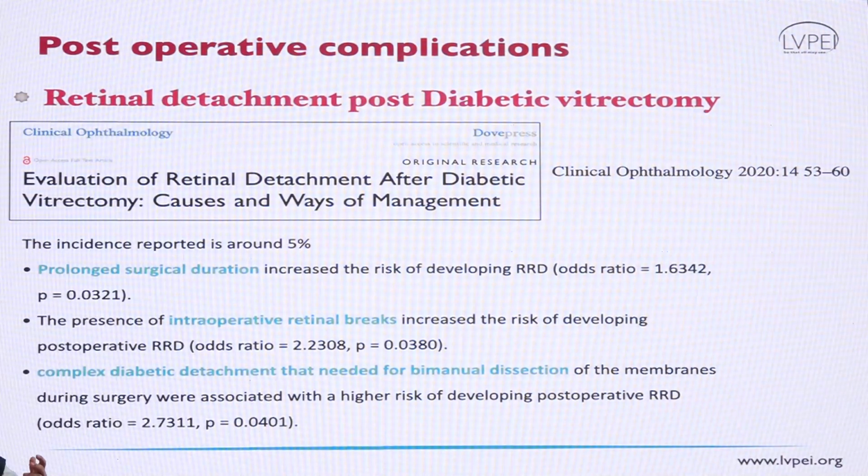Going forward, the break happens. The incidence of the post-operative complication of retinal detachment after diabetic vitrectomy also comes in. It's reported in about 5% of cases, and it happens more with prolonged surgical durations and more intraoperative breaks. With complex detachments which require bimanual surgery, the incidence of post-operative retinal detachment is also high.